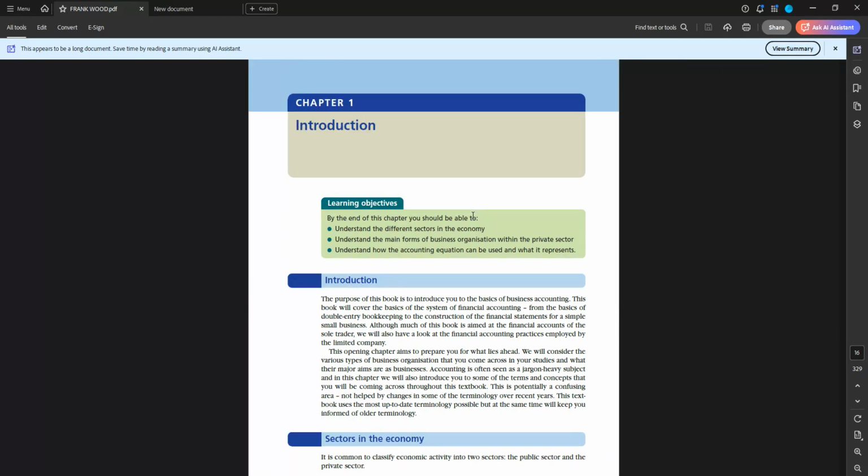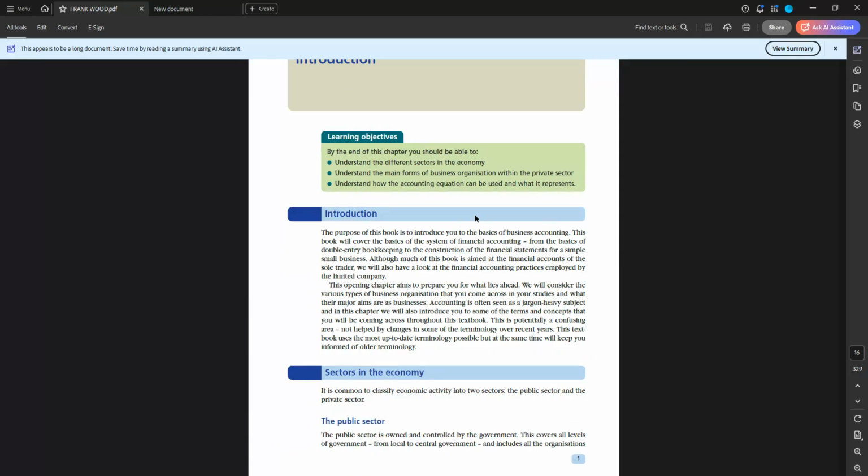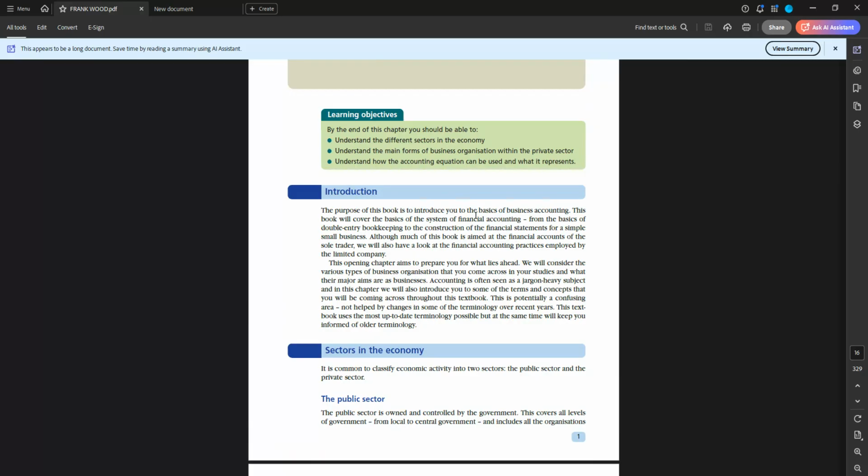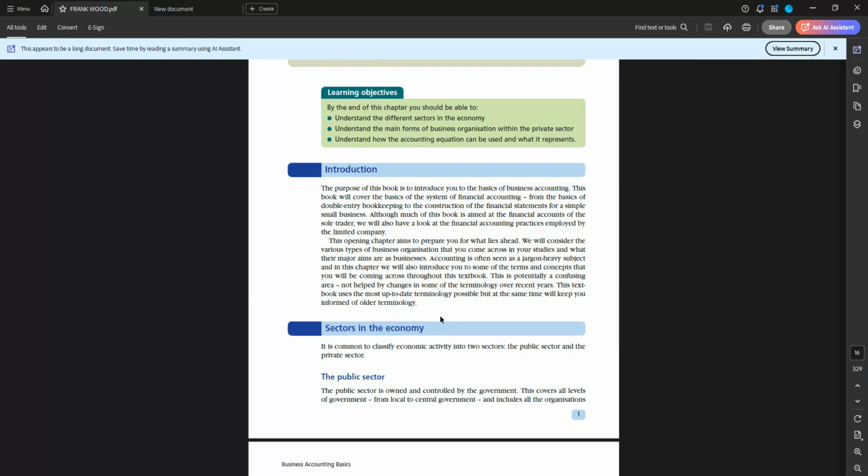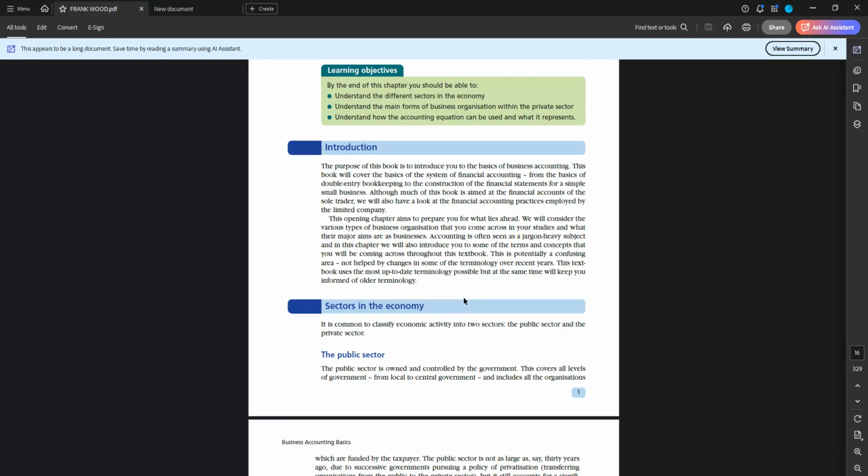So today we'll be looking at the introduction to accounting. The learning objectives are understanding the different sectors of the economy, understanding the main forms of business organization within the private sector, and understanding how the accounting equation can be used and what it represents. So the first thing is the introduction.